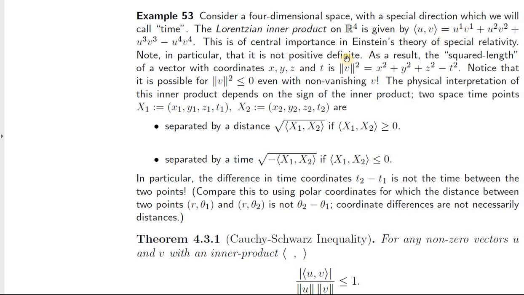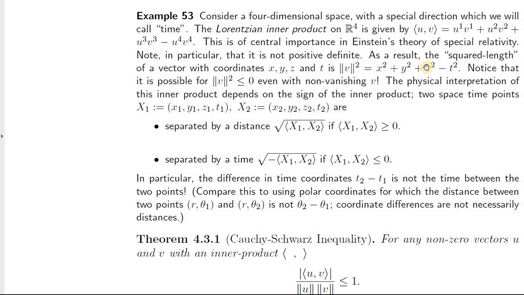So if we have coordinates x, y, z, and t corresponding to 3 space coordinates and time, then the length of a vector defined using this inner product is the dot product of x, y, z, t with itself, which is going to be x times x because x is the first component, plus y times y because y is the second component, plus z times z, z is the third component, minus t times t because t is the fourth component. So x squared plus y squared plus z squared minus t squared. So it's possible for the inner product to be 0. For instance, if x is 1, y is 0, z is 0, t is 1, then you get 0 as the length of the vector.